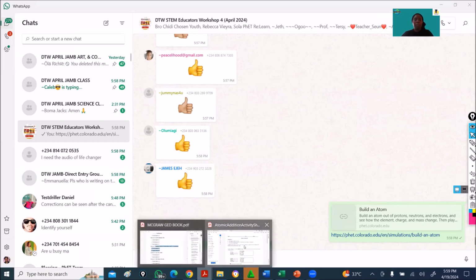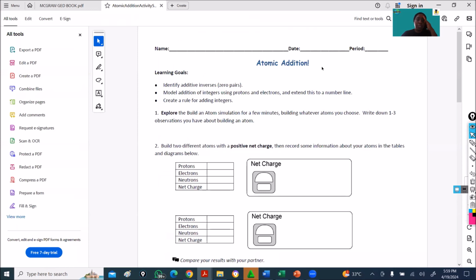So everyone, you have your activity sheets. On a normal day, your students will write their name, date, and the class. The goal of this activity, the topic, is atomic addition: identify additive inverses, model addition of integers using protons and neutrons, and extend this to a number line, create a rule for adding integers. So this is a mixture of chemistry and math. Now look at number 1.